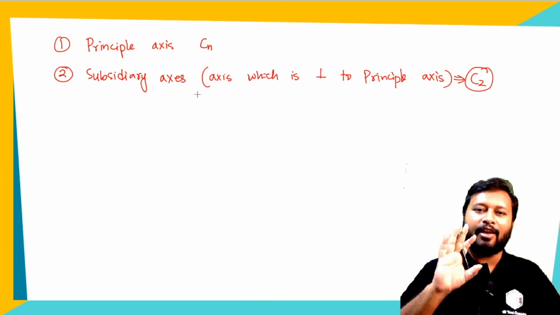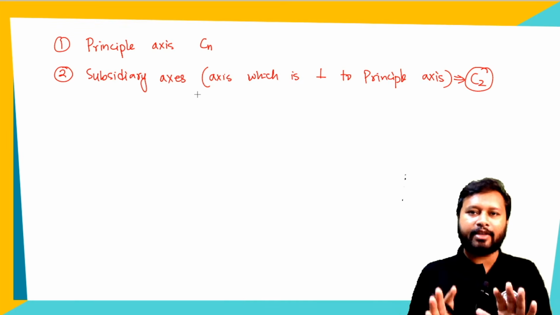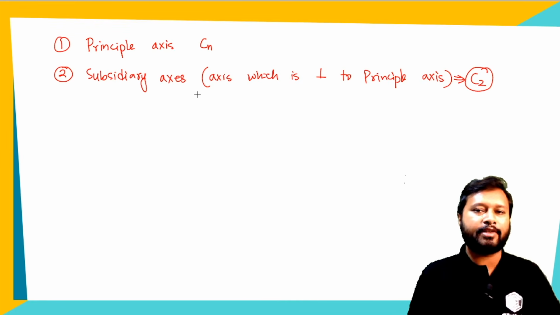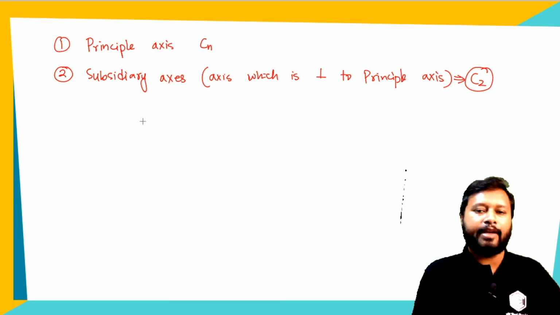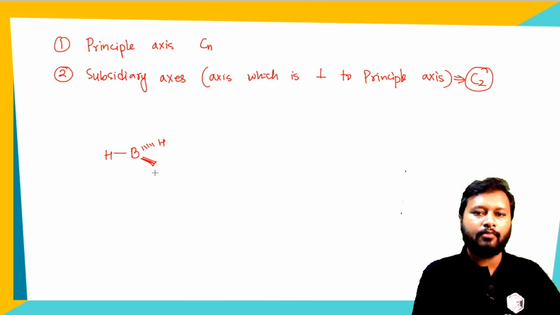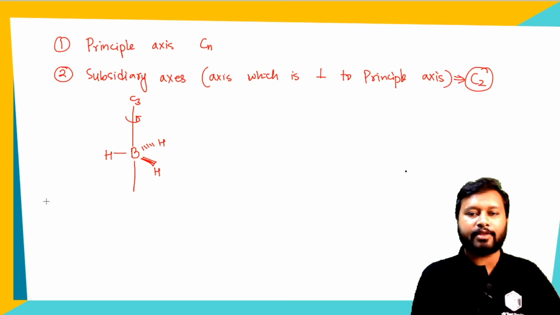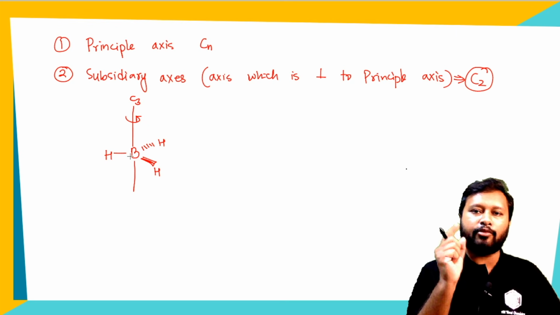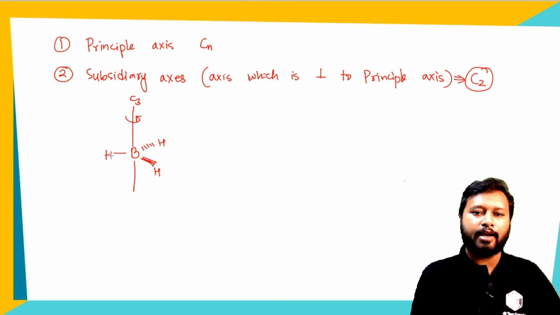Don't worry if you are getting confused. I'll give an example and we'll make you understand with that. So for example, let's say that we have this BH3 molecule. Now the principal axis for this molecule is going to pass through this boron, and that will be your C3 axis. Why? Because the 1, 2 and 3 hydrogens will replace their places. That's why it is a C3 axis.